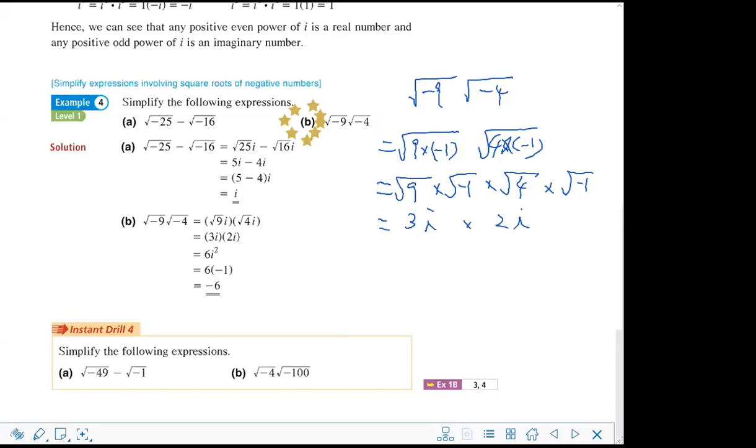So we have 3 times 2 becomes 6. And then i times i becomes i squared, but i squared will be changed to negative 1. So 6 times negative 1 is negative 6. That is the final answer.